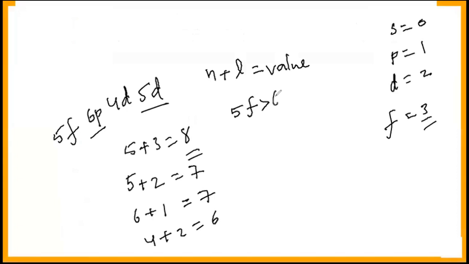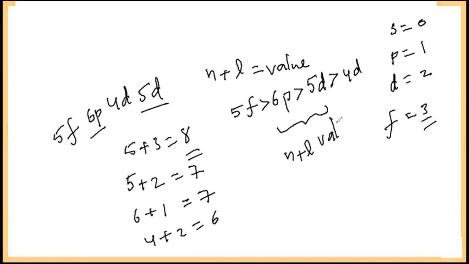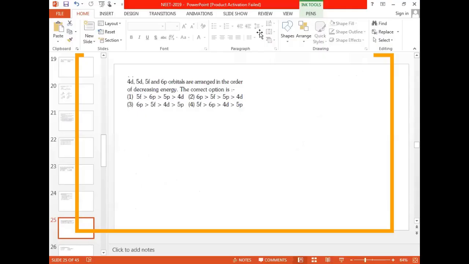5F is followed by 6P, followed by 5D, followed by 4D. When both have the same n plus l value, the one which has the lower n value will fill first, followed by the higher n value. That is why it is higher energy, followed by 5F, 6P, 5D, and at last 4D. In the first option, make 5P as 5D. That is why we are going with option 1.